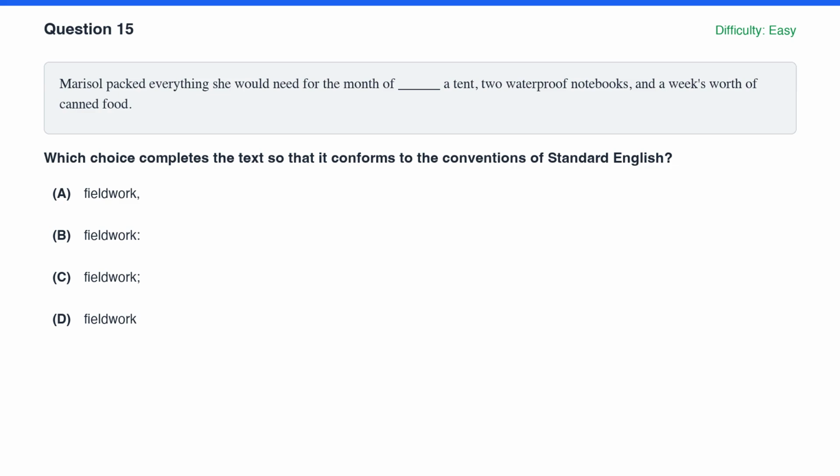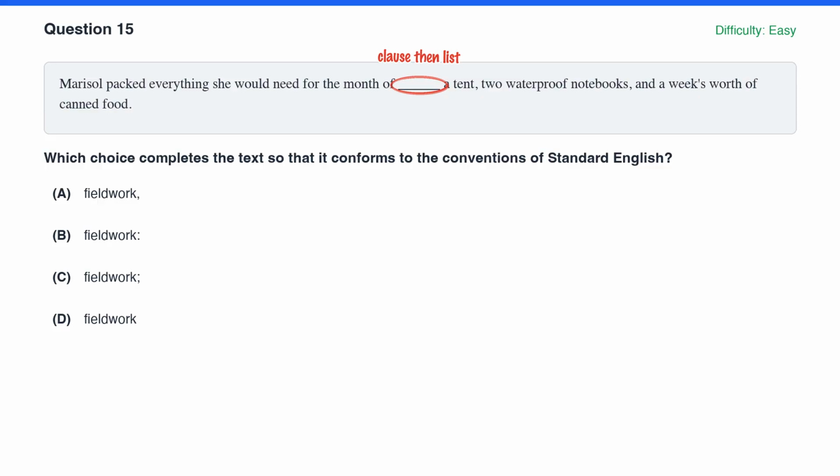Here's an easy boundaries question. Read it carefully. Marisol packed everything she would need for the month of blank, then a tent, 2 waterproof notebooks, and a week's worth of canned food. The key move is to notice the blank sits right where a complete thought ends and a long list begins.